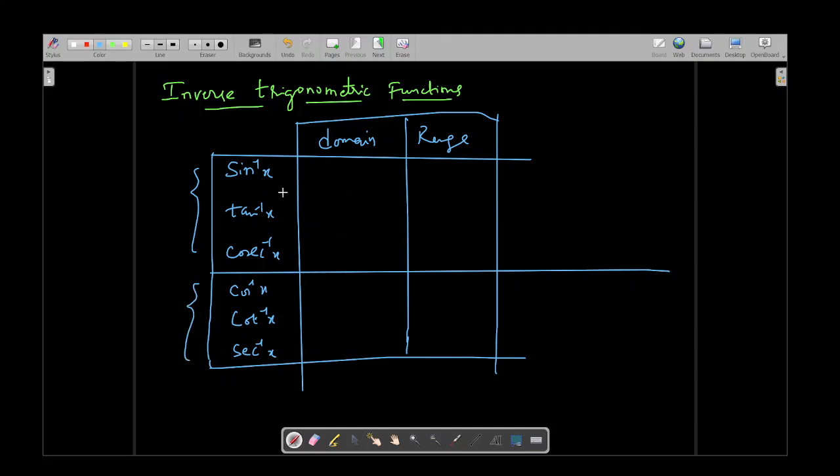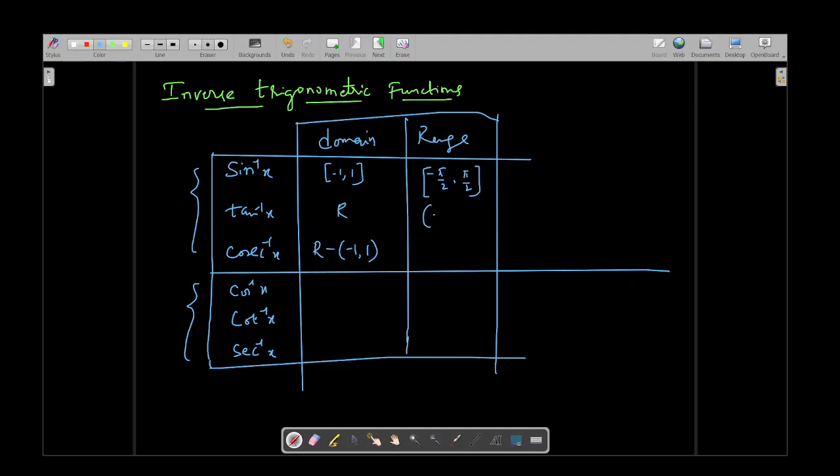The pattern they follow is like this. The domain of sine inverse of x is -1 to 1. Tan inverse x is complete real number. Cosecant inverse is complete real number except numbers between -1 to 1. The range is minus pi by 2 to pi by 2 in a closed interval.